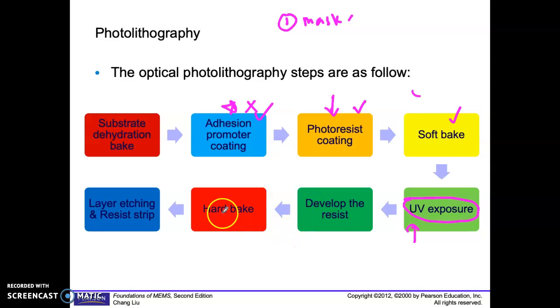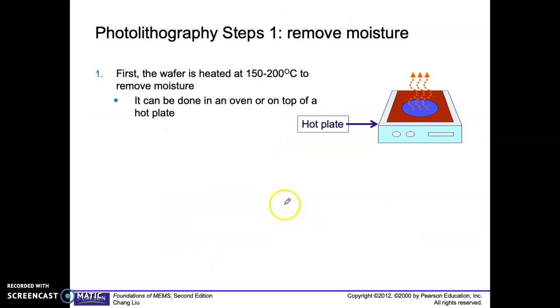After that, how do you strip it? You put it inside what we call the developer. It will remove whatever is not exposed for positive resist, or the opposite for negative resist. Okay, so this is how the process works.